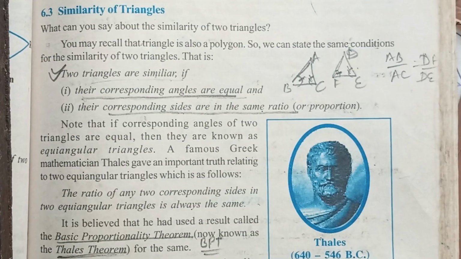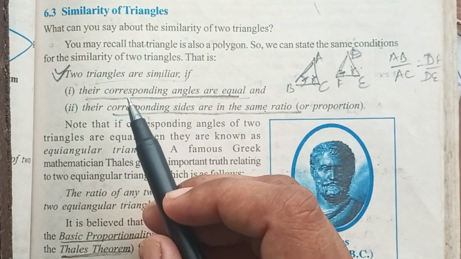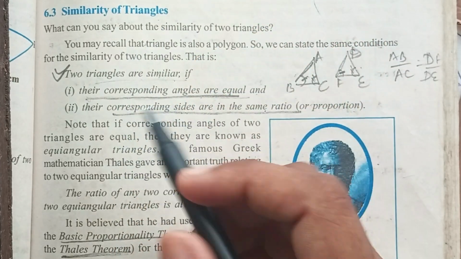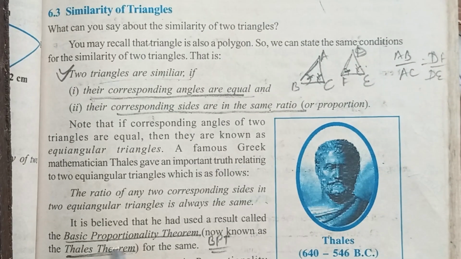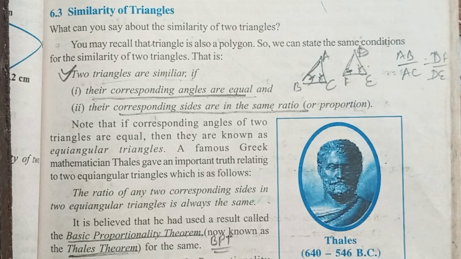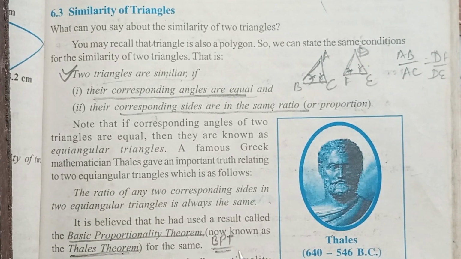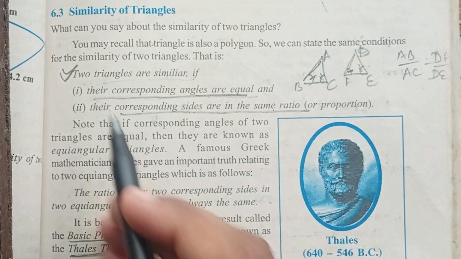So I'm back with another topic, similarity of two triangles. Today we are going to understand the two conditions required for similarity of triangles, and also the very important theorem, the basic proportionality theorem, also known as Thales Theorem, or in short BPT. Stay tuned till the end. The video is going to be very helpful. So let's start with the similarity of two triangles.